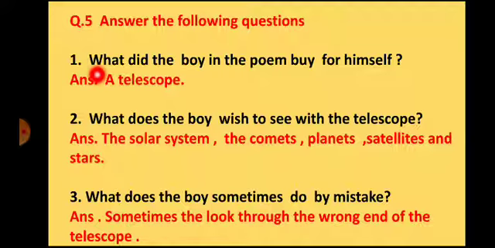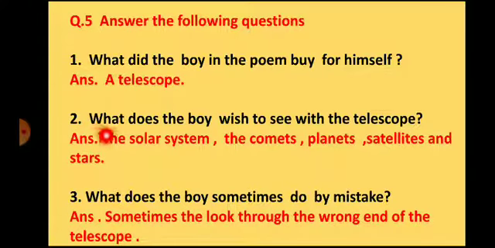Now the question number 5 is answer the following question. Number 1 is what did the boy in the poem buy for himself? Yes students, what he has, Tony Bradman, what he has bought for himself? Yes, correct. That is a telescope. What he has bought? A telescope.